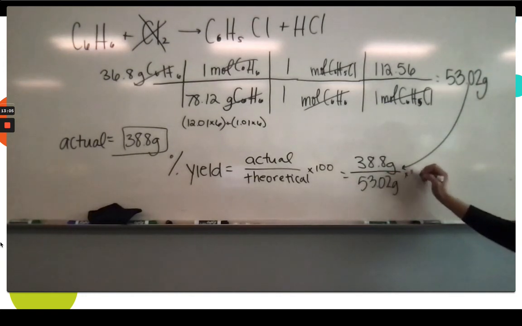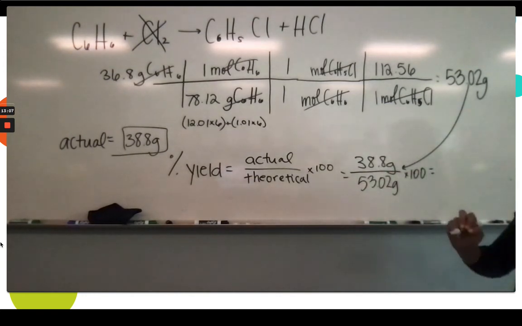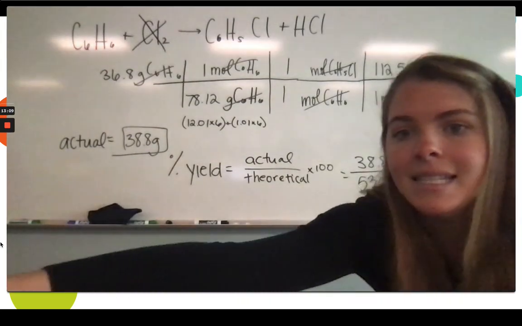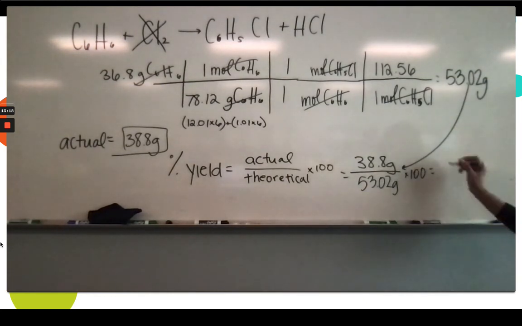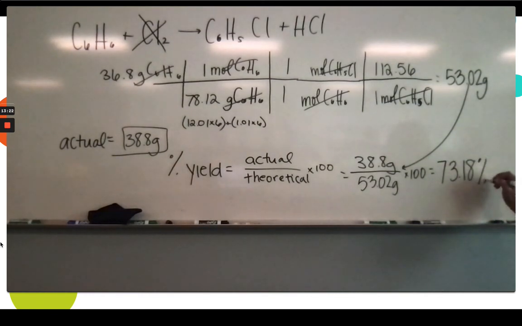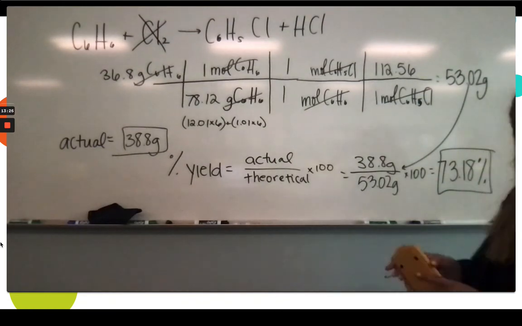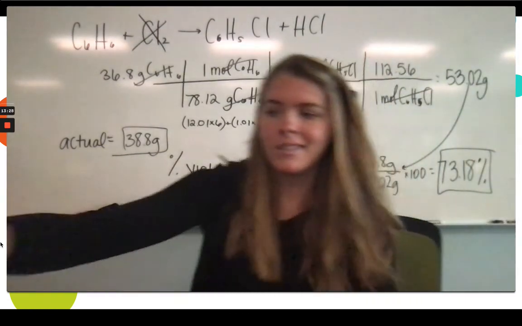We're going to divide those, multiply by 100. Haven't done this step yet. So we have 38.8 divided by 53.02 times 100 to get a 73.18% yield. Okay, that's not a great percent yield, but it's also not the worst.